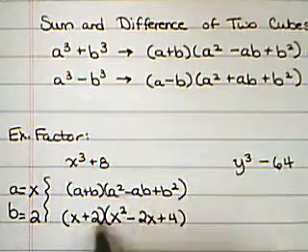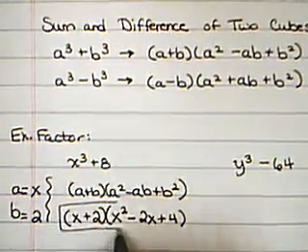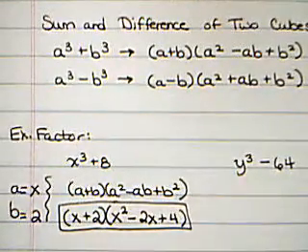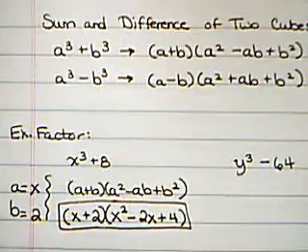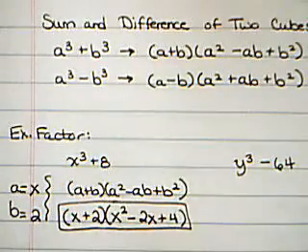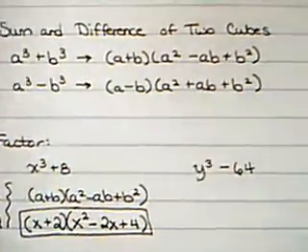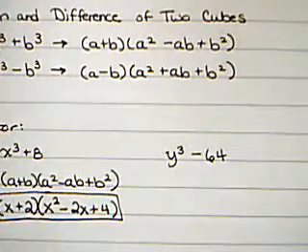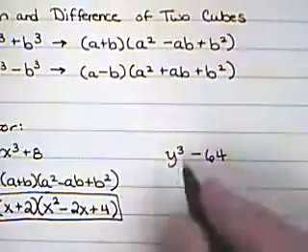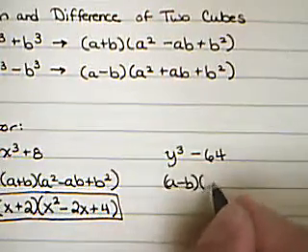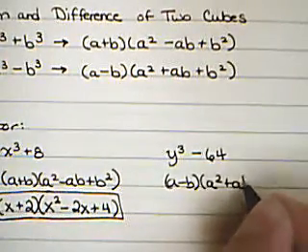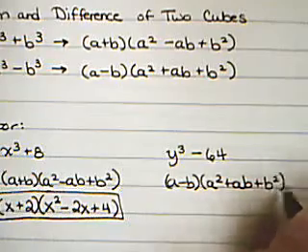Now once we use this formula, that's as far as it can be factored. It will not be able to factor anymore. So that would be our final answer. And if we wanted to check this, we could multiply all of this together and get our original problem. If we have a minus sign in between, we're going to use that bottom formula. So we're going to use a minus b times a squared plus ab plus b squared.